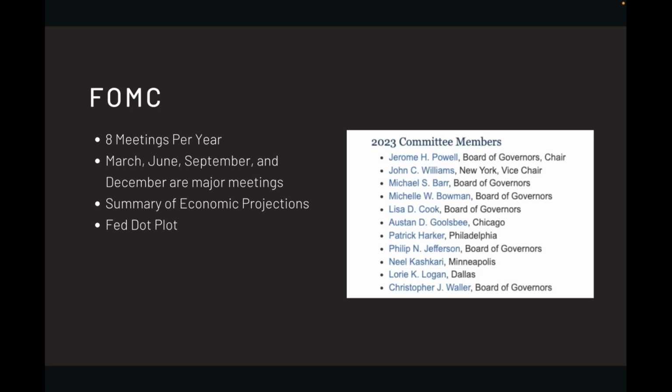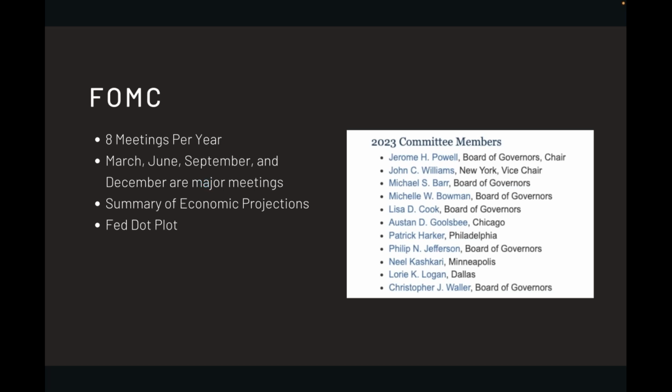There are 12 voting members and 4 alternate members. All that means is that, for example, Lori Logan from the Dallas Fed is only voting this year, and she will be rotated off next year, and it will be someone else coming to her place from the regional Feds.